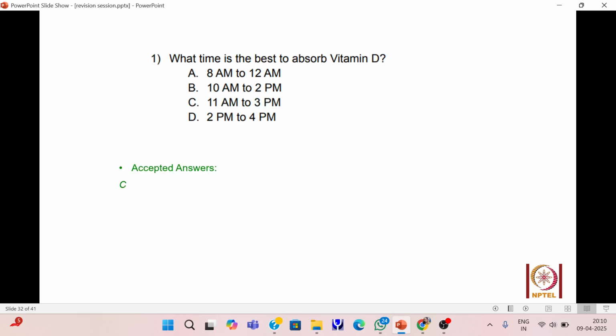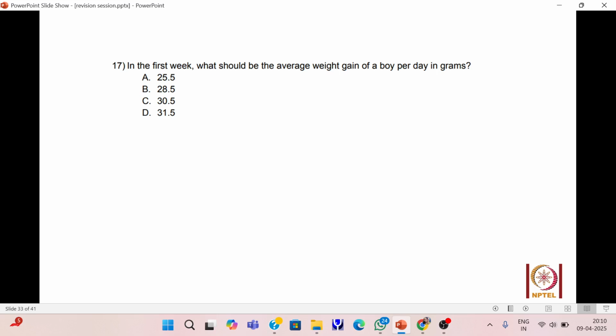The correct answer is C, 11 a.m. to 3 p.m. Moving on to the next question. In the first week, what should be the average weight gain of a boy per day in grams? 25, 25.5, 28.5, 30.5, 31.5.